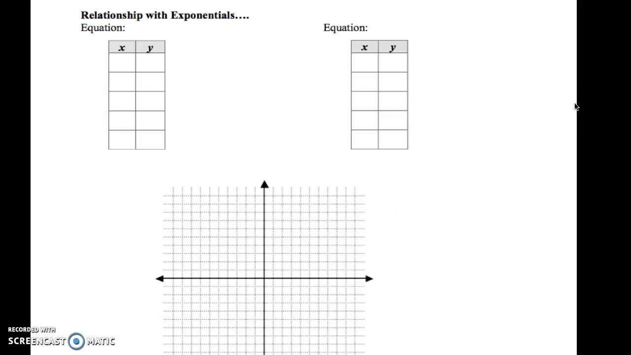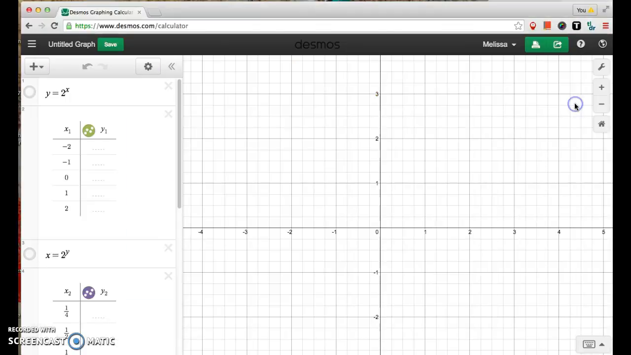Finally, let's look at the graph of the logarithm function. We will switch over to Desmos now. In the first table, we will graph the equation y equals 2 to the x. I've chosen several values for x. We'll plug those in. Start with negative 2.